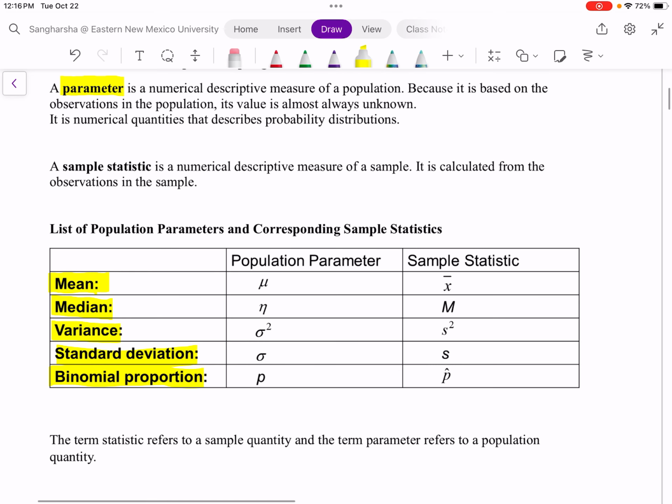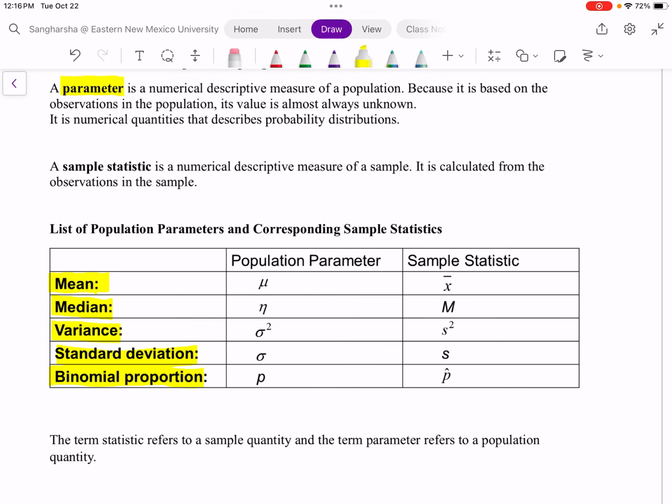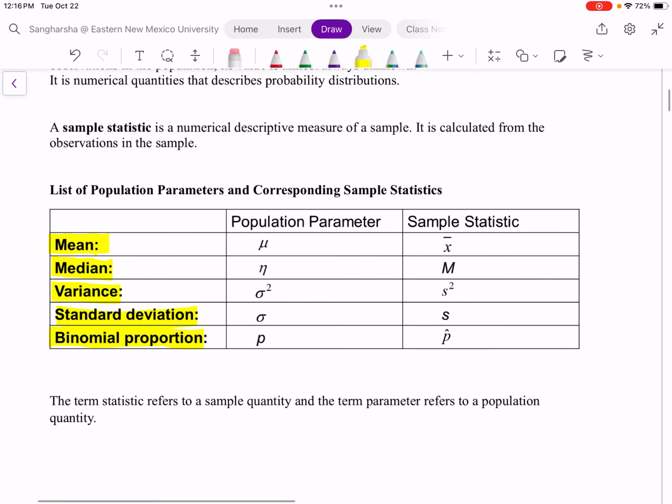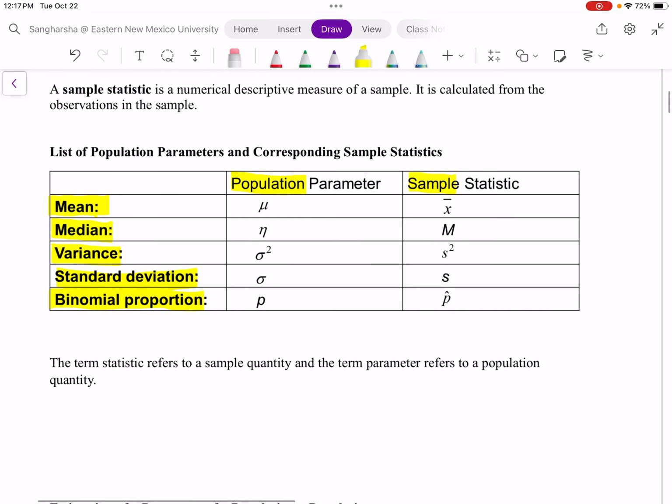Okay, now here we have a different symbol for these numerical values. If we are talking about the population, we use one type of symbol, and if we have a sample, we use a different notation. Now what's the difference between a population and a sample? Is it the same thing? What is the major difference between a population and a sample?